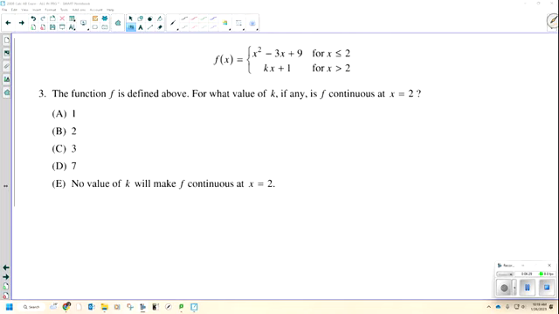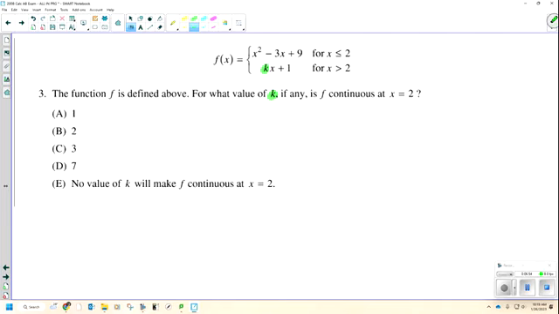Number 3, we finally have some words here, not just an equation. Number 3 says the function f is defined above, and they give us a nice piecewise function. For what value of k, if any, is f continuous at x equals 2? All right, let's establish something. What value of k? I need to find this. I don't need to find the x. I need to find the k.